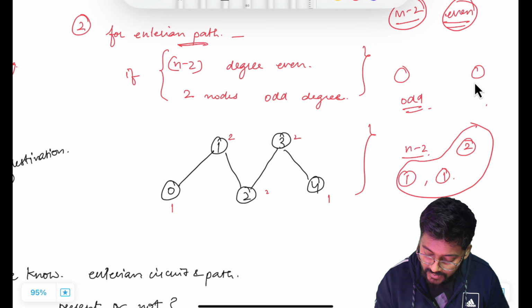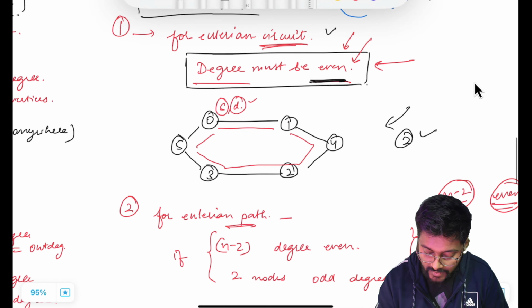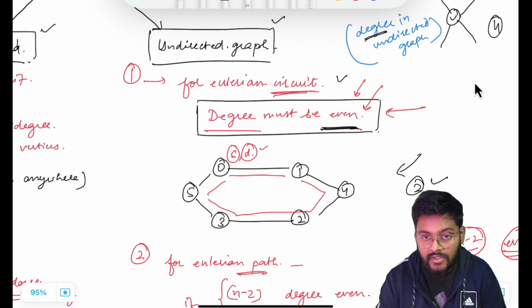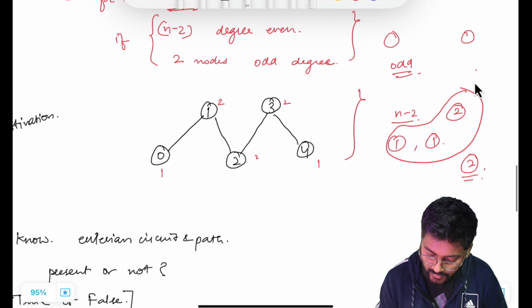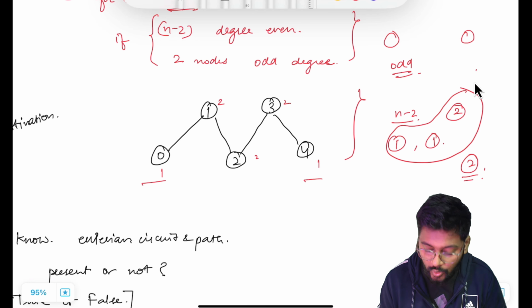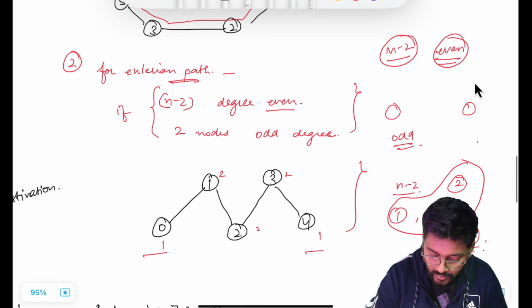But let's say if all the elements are having a degree equal to 2, that is even, in that case we are definitely going to have Eulerian circuit. Eulerian circuit is also a path, special kind of path. So here if 2 nodes are having odd number of degree and rest of the nodes are having even number of degree, in that case also we are going to have Eulerian path present in our graph.